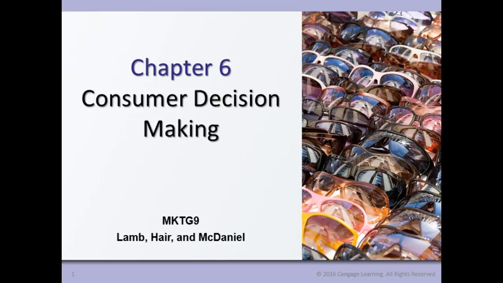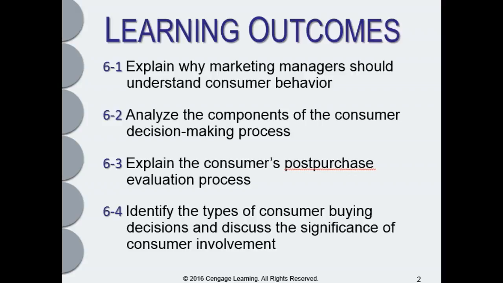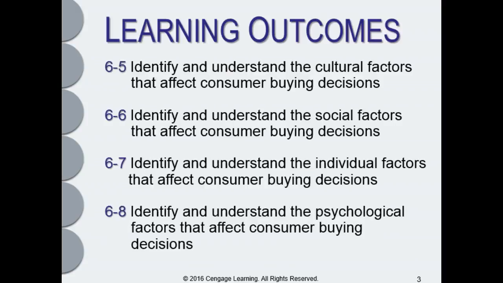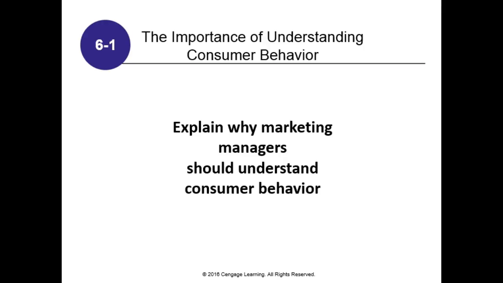Alright, this is going to be the first of, I think, 3 videos for Chapter 6, talking about consumer decision making. And as always, the learning outcomes for the beginning of each chapter, these are things that you're going to want to be able to do, whether it be to identify, explain, analyze, whatever they're telling you to do. Make sure that you are able to do those. If you're not, make sure that you reference back to the book, or make sure you bring questions to class that I can help you with.